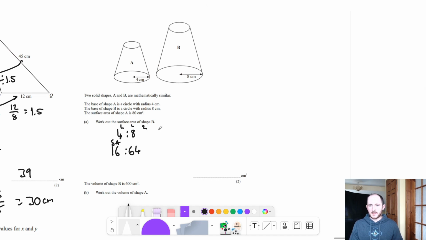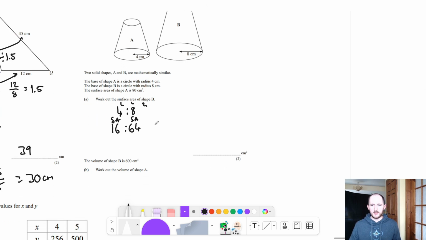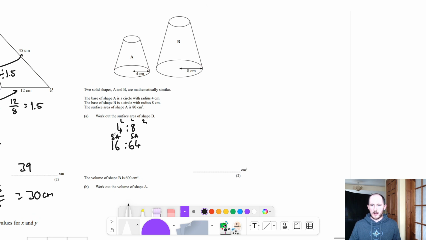That is the ratio of the surface areas. So length squared gives me surface area. Length cubed will give me the ratio of the volumes. So just as a recap, length, square it, you get the surface area. Cube it, you get the volume ratio. In this case, the surface area of shape A is 80, so we know it's gone to 80. We need to work out what it is for this side. To go from 16 to 80, I'm timesing by 80 over 16. So I'm going to times the other side by 80 over 16.